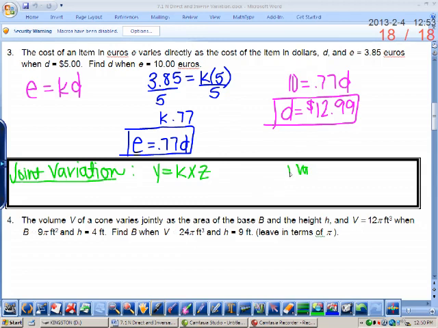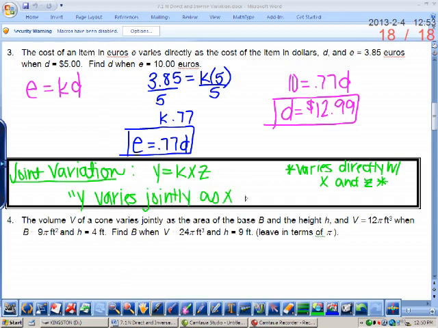So you could write yourself a little note that this word joint should give you the indicator of direct. So y varies directly with x and with z. You see the word joint, you should think direct. You'll see y varies jointly as x and z.